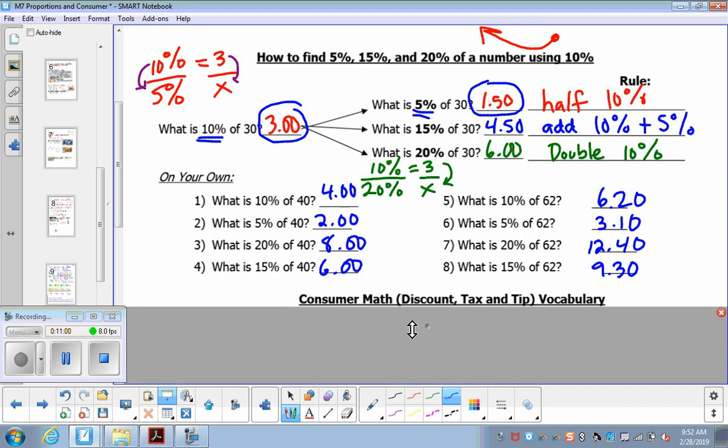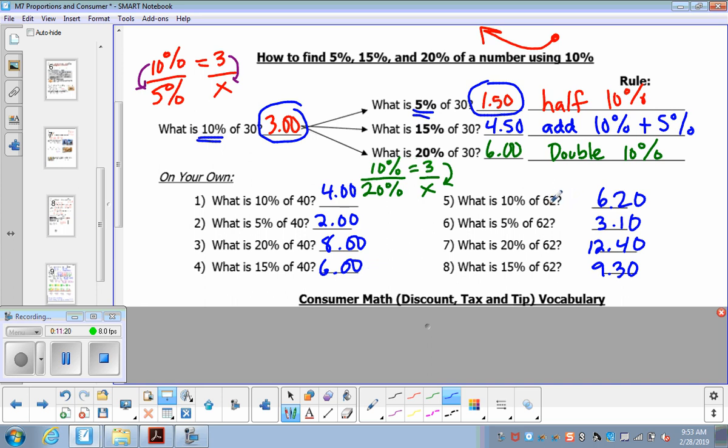All right, so you can check now. For 10%, when you move the decimal over once, it's 4. Cut it in half, it's 2. Now 10% gets doubled to be 20%, so 4 times 2 is the 8. And if you add the 5% and 10%, you're going to add 4 and 2 together to get 6.